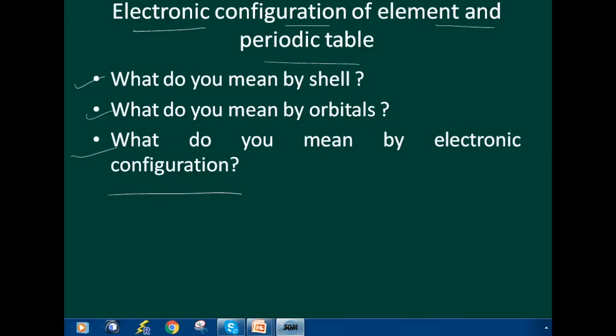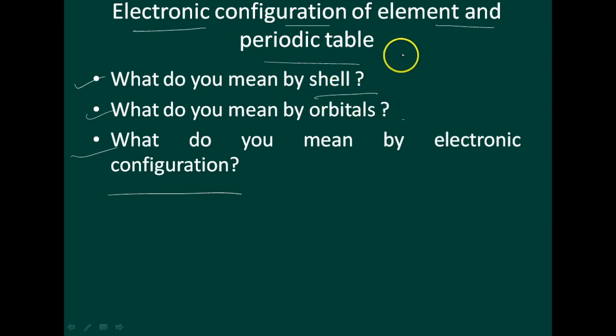Next is electronic configuration of elements and the periodic table. I think you are very familiar with the electronic configuration. And the next one is the periodic table. I have explained the modern periodic table and its definition, and I have also shown that figure of the periodic table.